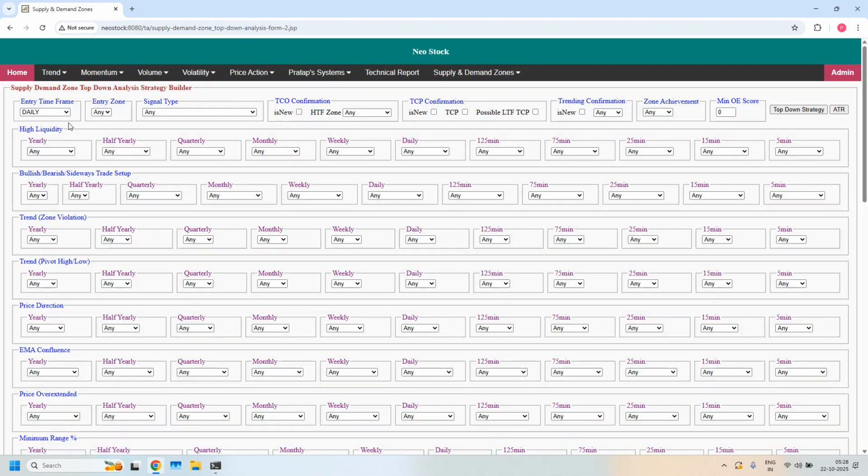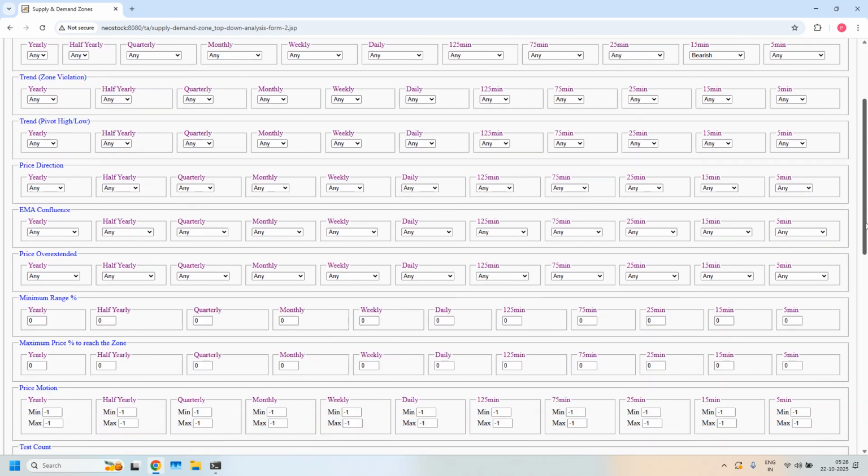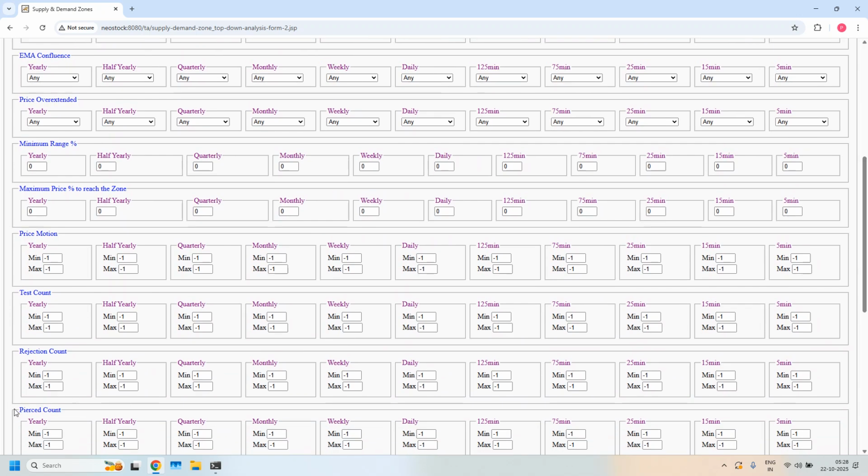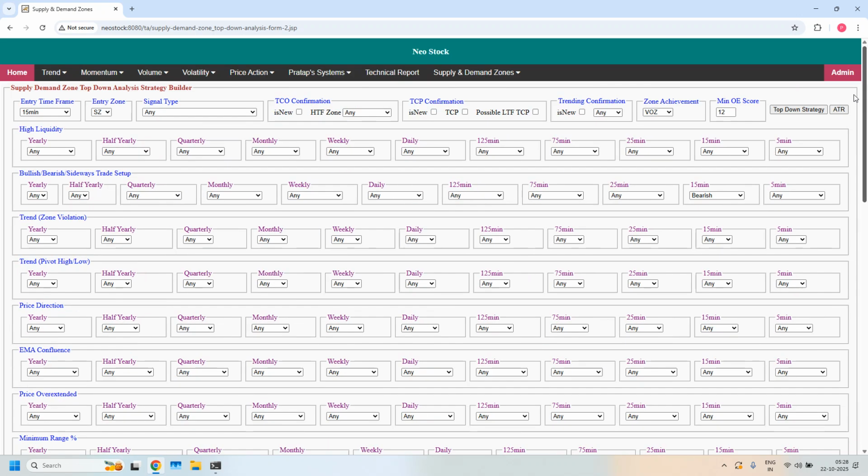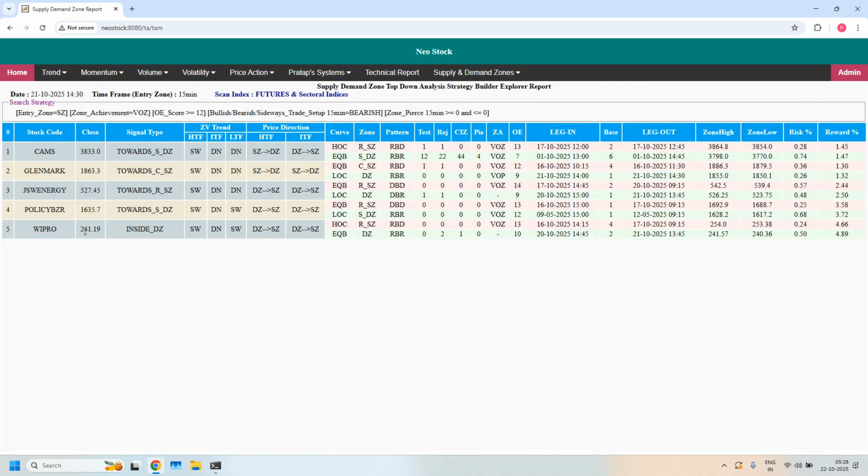Next, bearish trade setup for daily income trade. Entry time frame 15 minutes, entry zone, supply zone, bullish or bearish at 15 minutes. I am selecting bearish. Zone achievement violated opposing zone, minimum odd and hands score 12, and 15 minutes supply zone should not be pierced. So in the pierced count at 15 minutes time frame, minimum value 0, maximum value 0. With these filters, we got 5 stocks supporting bearish trade setup for daily income trade. Entry time frame zones are 15 minute supply zones.